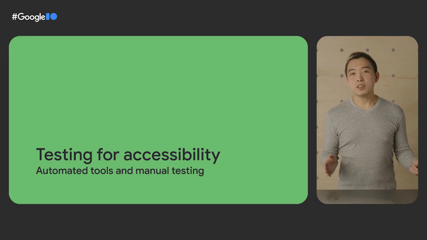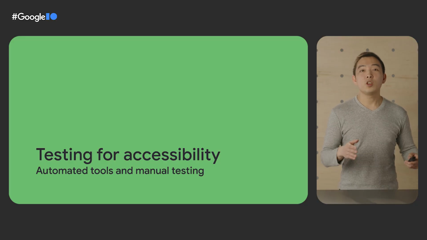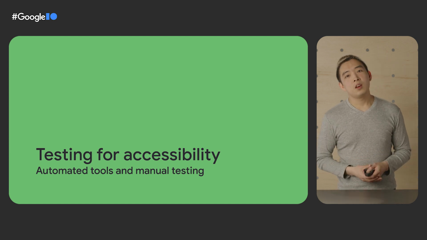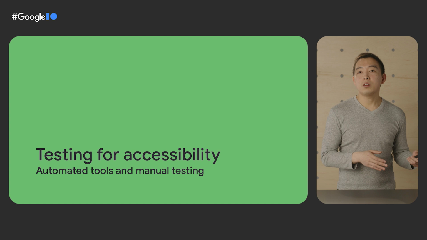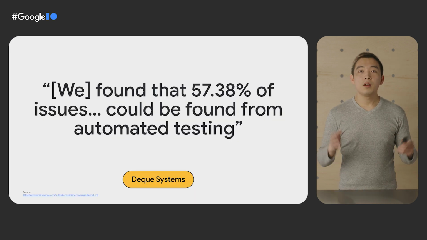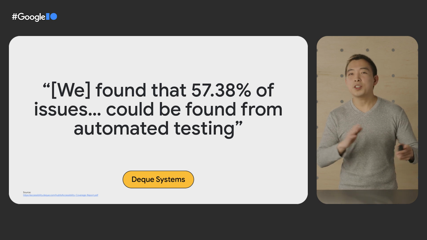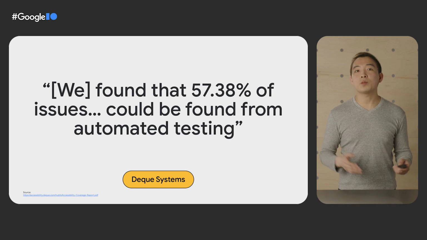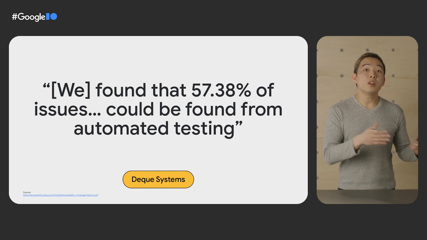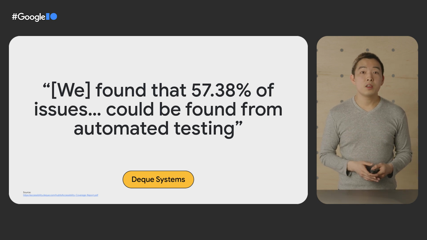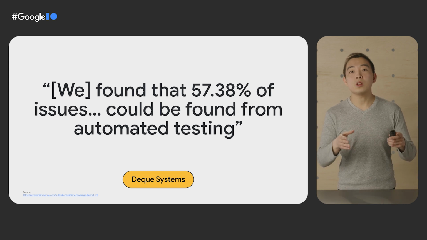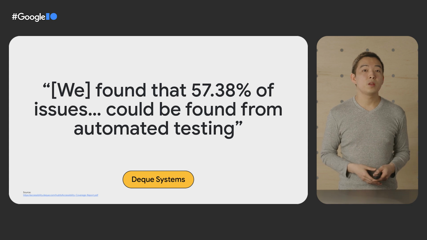So now that you know the basics of assistive technology, you may be wondering, how do I figure out what accessibility issues I have? For that, consider a combination of automated and manual testing. Automated testing tools can help you catch about 57% of accessibility issues, according to a study by DQ. These can be integrated into your automated tests, but for the scope of this introductory talk, we'll just go over 2 interactive tools that you can get started with pretty fast.